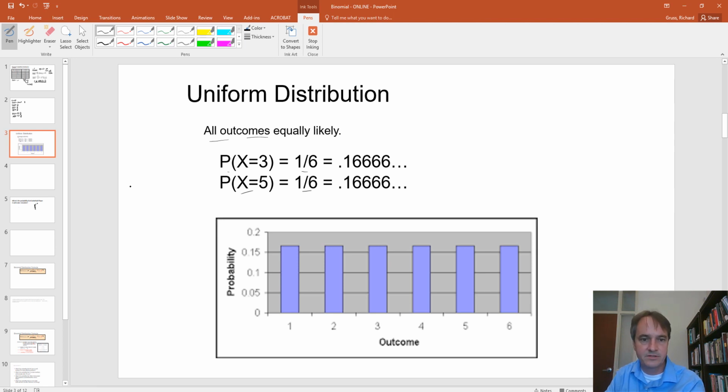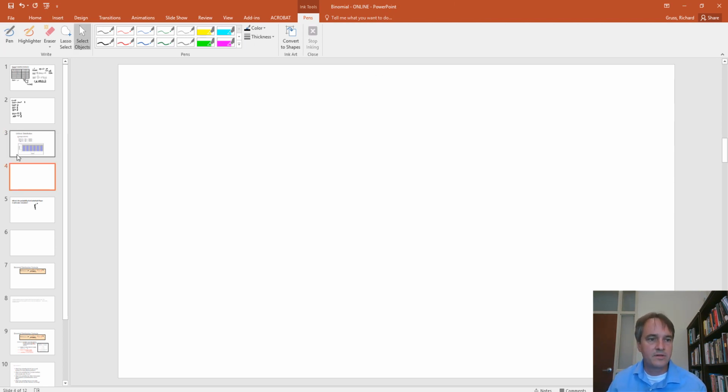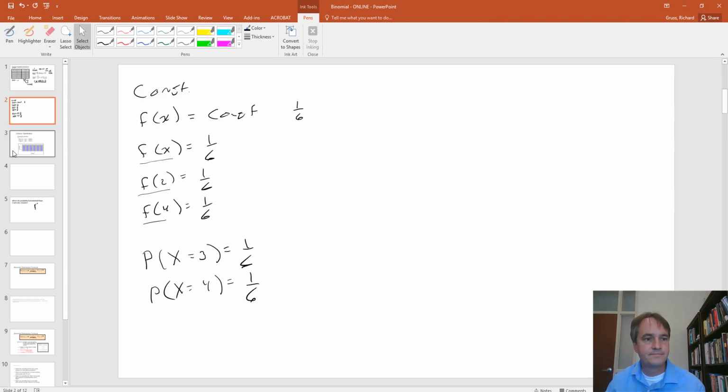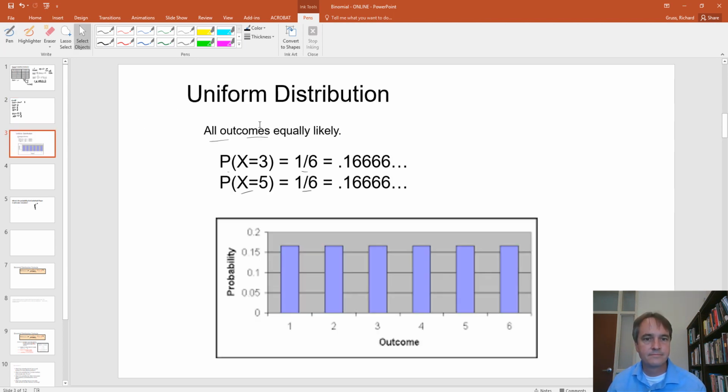Then the first thing we want to do with a probability distribution is to have the probability mass function. We already have that. That's pretty easy. It's always just 1/6. So we have our probability mass function, and then we can calculate for an arbitrary x that it's going to be equal to 1/6.